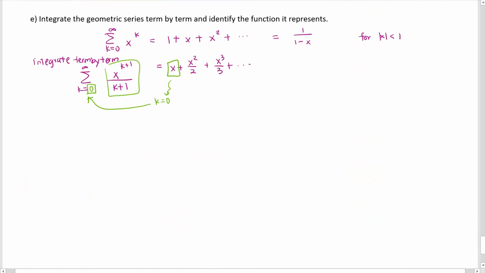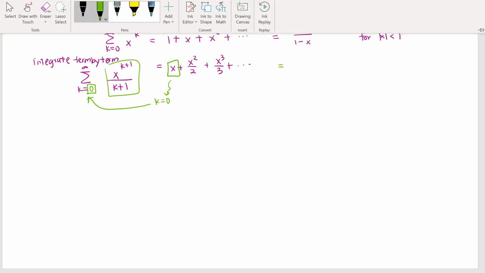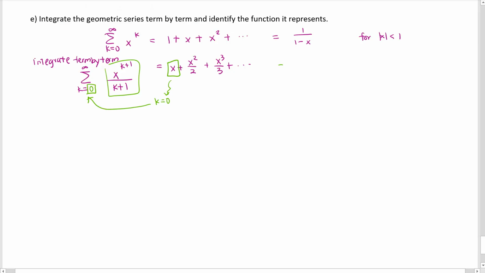Okay, so how do we integrate that function? Let me change back to my purple color. Okay, so that is the integral of 1 over 1 minus x dx.